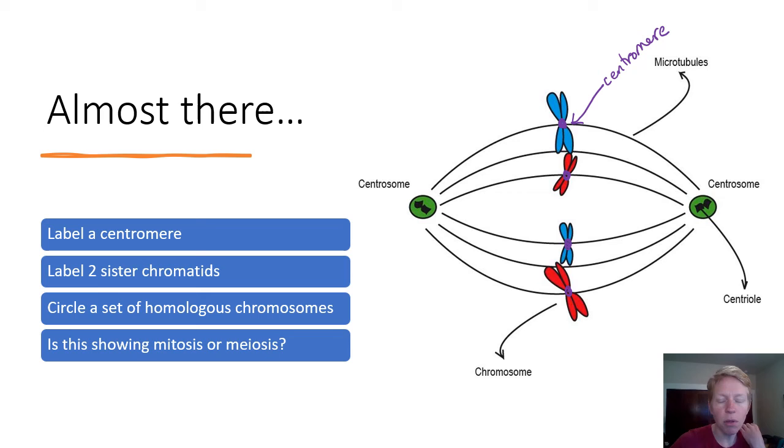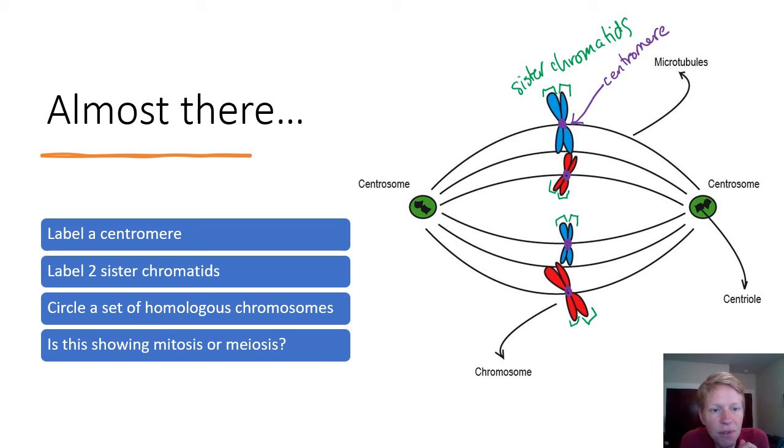Okay, we're also supposed to label two sister chromatids. Where would you label that? The sister chromatids are making up each of those duplicated chromosomes. They're being held together by the centromere. So here's a sister and here's a sister. I could do that on each one of these chromosomes. Each chromosome is made up of two sister chromatids.